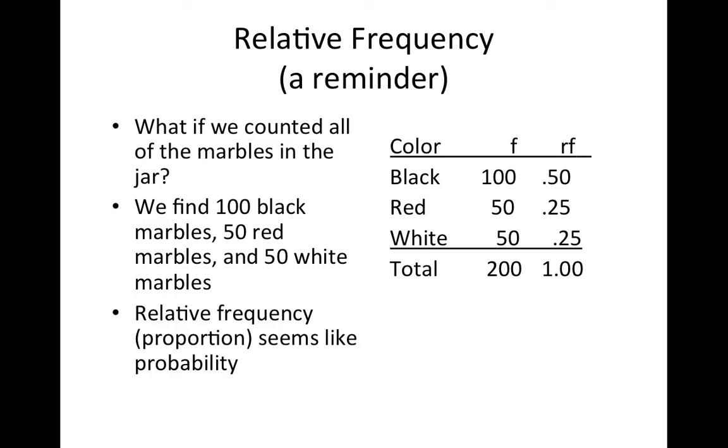What if we counted all the marbles in the jar, if we go back to this marble example? Let's say we find 100 black marbles, 50 red, and 50 white. And we make a frequency distribution and a relative frequency distribution. It certainly seems like relative frequency looks like probability. What's the probability of getting a black marble if you were to reach your hand in there and pull out one? Most of us would say it was 0.5. If I ask you what's the probability of getting a white marble, you would probably say it was 0.25. That's the relative frequency of this particular outcome, white.